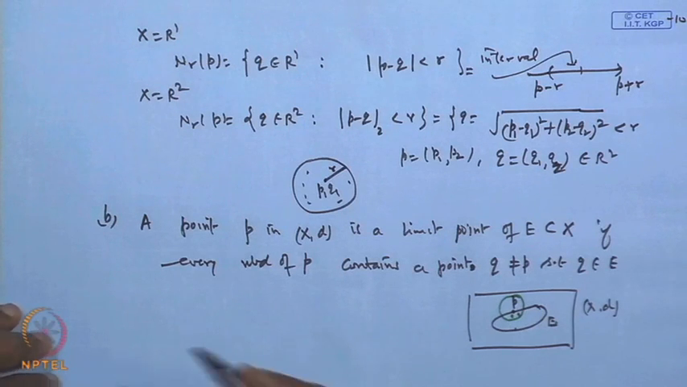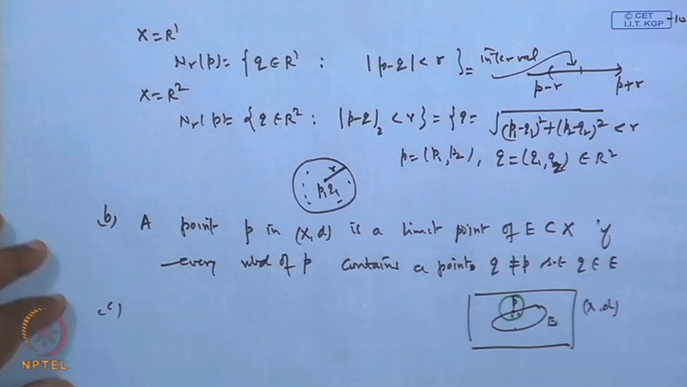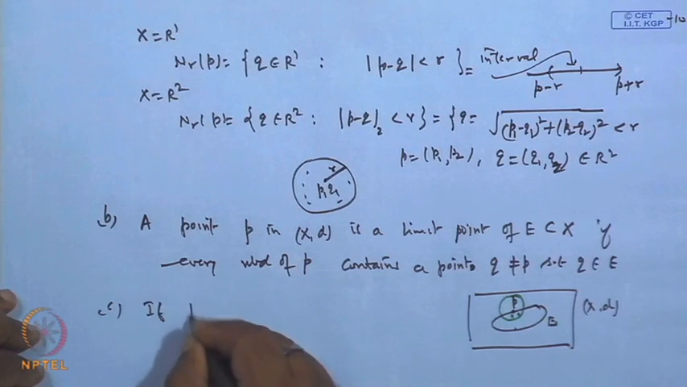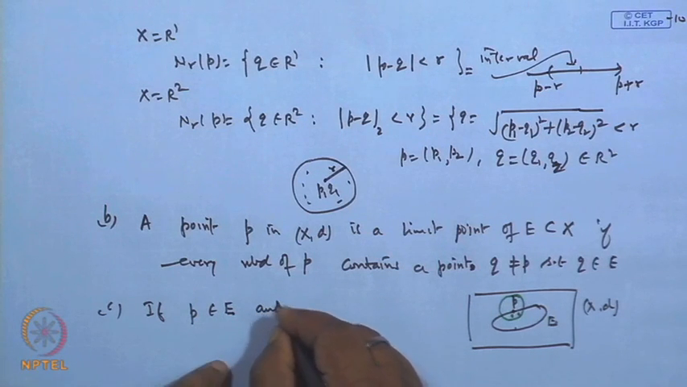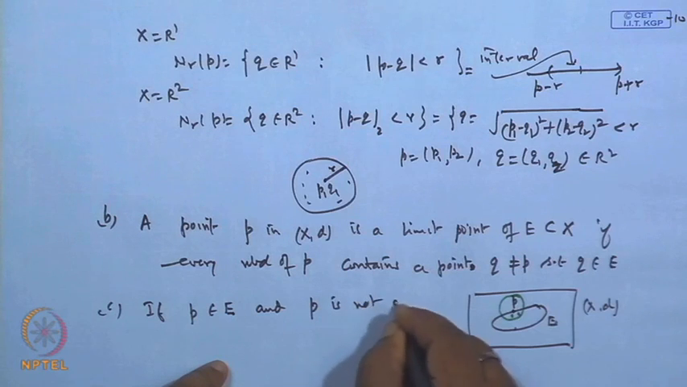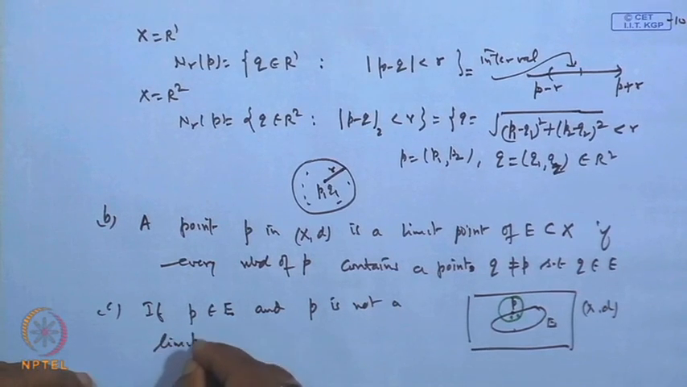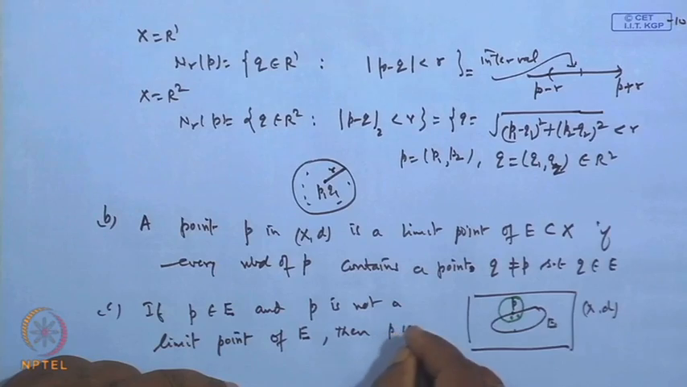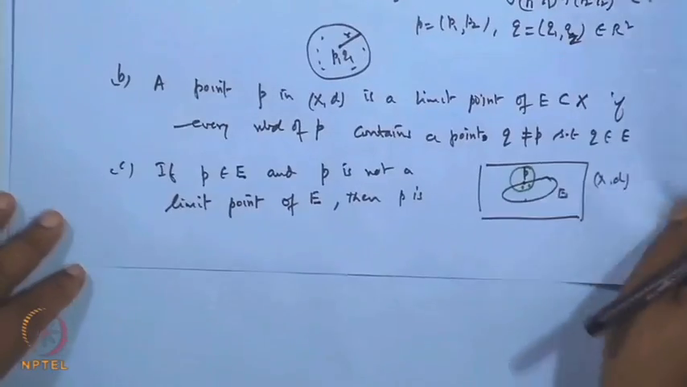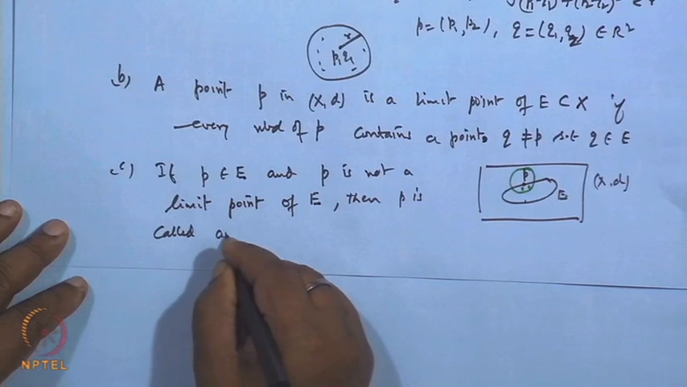Okay. Then the third definition is about the isolated point. If P belongs to E and P is not a limit point of E, then P is called an isolated point.